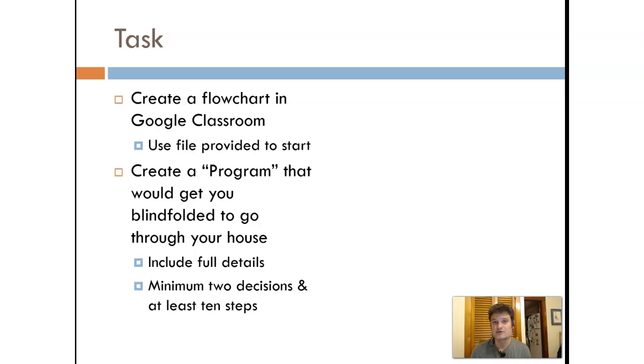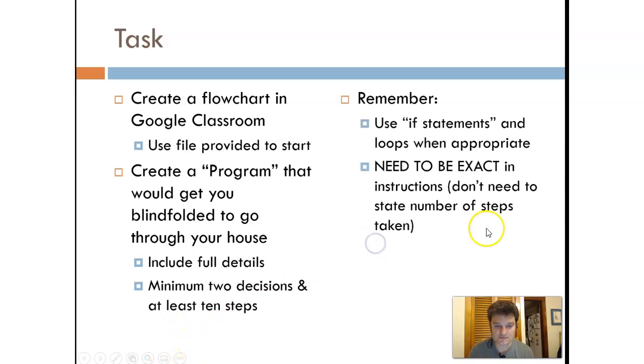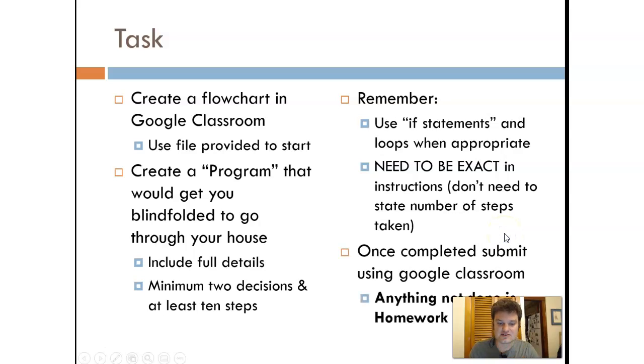You need to be very, what's called, explicit, very defined in what it needs to do. As part of this, I want you to also include a minimum of 2 different decisions that this robot has to make, and include at least 10 steps in there as well. Remember, use these decisions, these if statements, when appropriate, and you need to be as exact as possible. You have to be very exact into what's going on there.